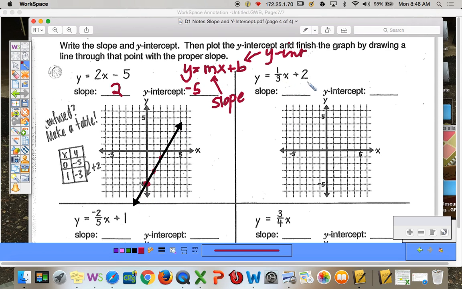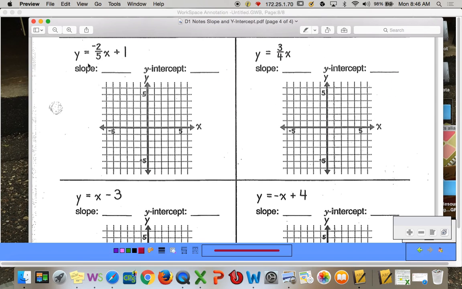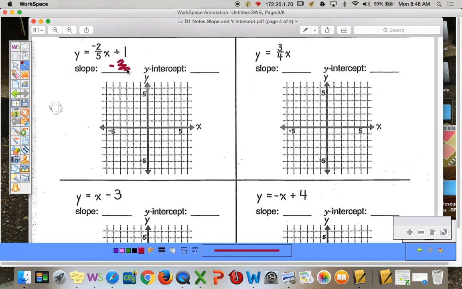All right, the next one, the y-intercept is 2. The slope is 1/3. So start on the y-axis at y equals 2 and go up 1 over 3. And then we can make our line. The next one, the slope is -2/5. The y-intercept is 1. So start at 1, go down 2, but to the right 5. And then we have our negative slope then.